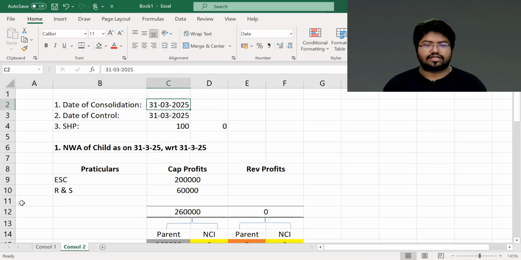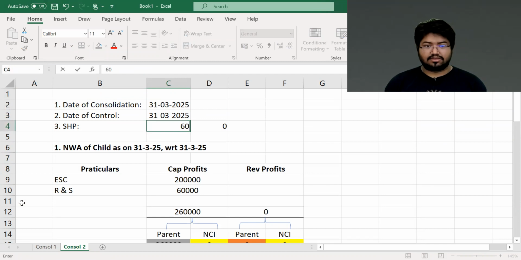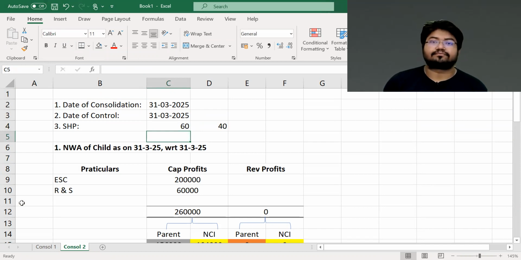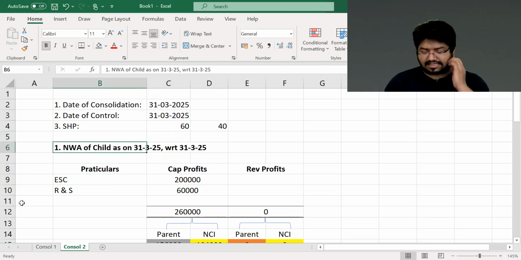So date of consolidation is 31st March 25. Date of control is 31st March 25. Shareholding pattern is 60 and 40. Okay. So let us start with the first step, that is net worth analysis of child as on 31st March 25, with respect to also the same date, 31st March 25.